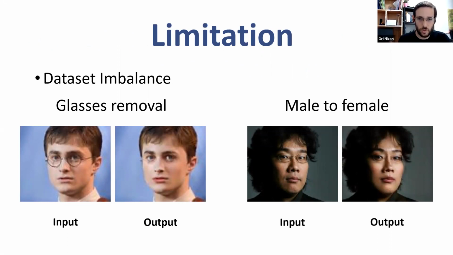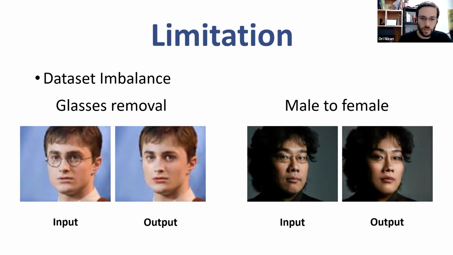Specifically, the ratio of male to female with glasses is 0.8, whereas the ratio of male to female without glasses is only 0.4, meaning that in the source glasses domain, there are more males with glasses than females with glasses, and in the target domain, it's the opposite. There are more females than males. The result of this imbalance is that removing glasses also means becoming more feminine, for this domain at least.